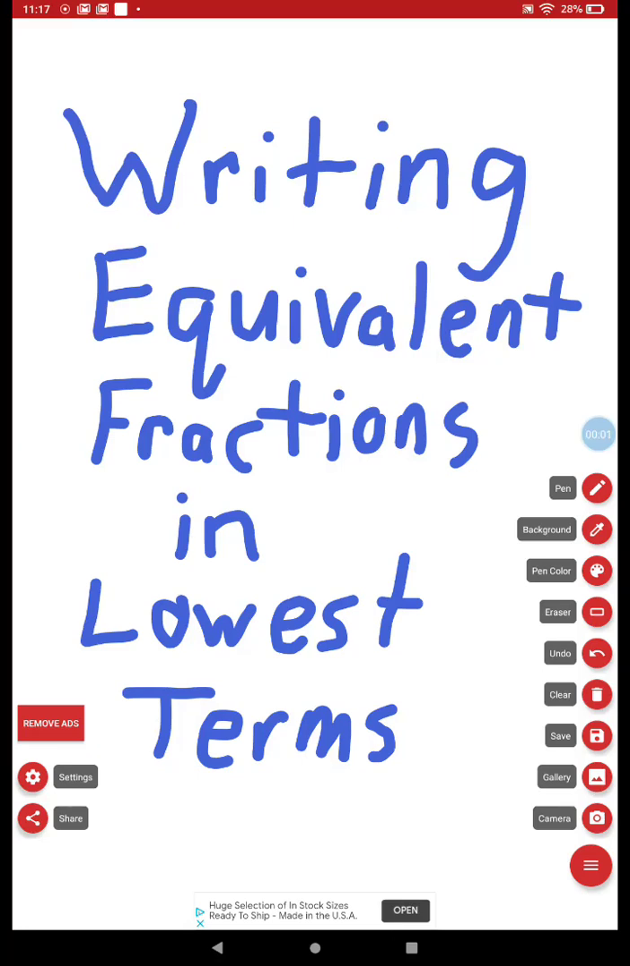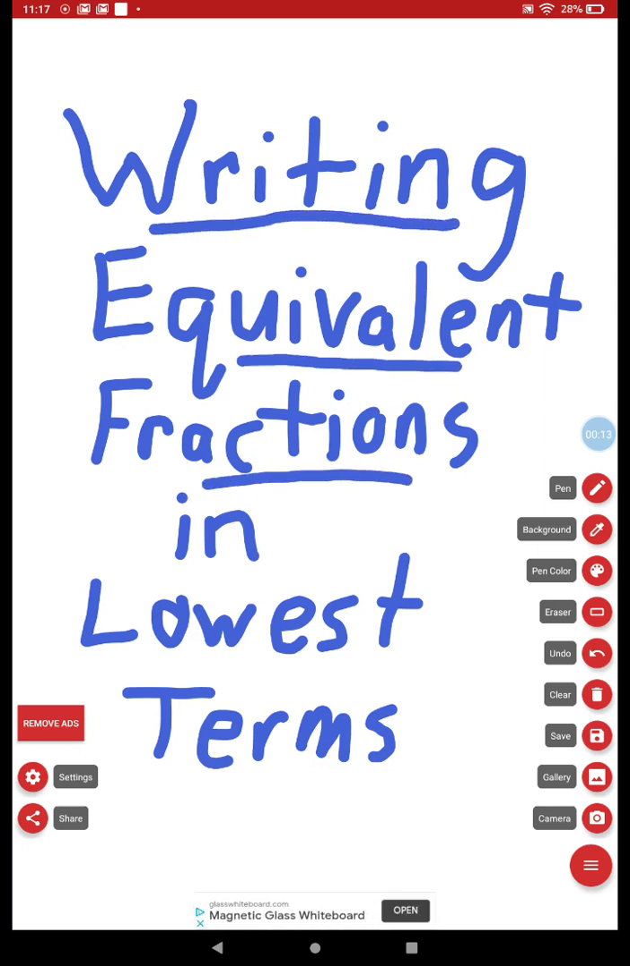Hello, fifth grade. We're now into our second lesson of our fractions unit. Today we're going to be working with writing equivalent fractions. Well, wait a minute. I thought that's what we did yesterday. Yep, but now we're going to be working with it in lowest terms, okay? Lowest terms. Well, what does that mean, Mr. Ivan? Let me show you.